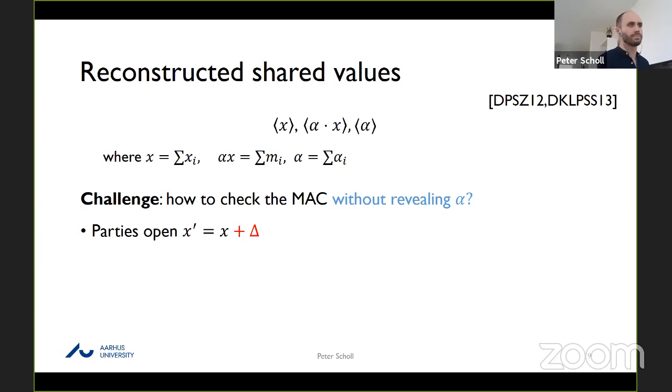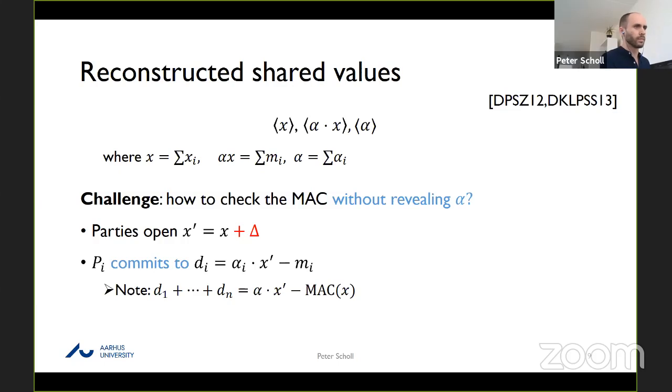So there could be some additive error, say delta here. Then each party will compute this extra value called d_i, where I multiply my share of the MAC key, alpha_i, with the value that's been opened, x, and then subtract from this my share of the MAC on x. Now, if you look at what happens when you sum all these d_i together, if the MACs were correct, we should just get alpha times x minus the original MAC, so we get 0. So the parties open all their commitments, sum these up, and check that this gives 0.